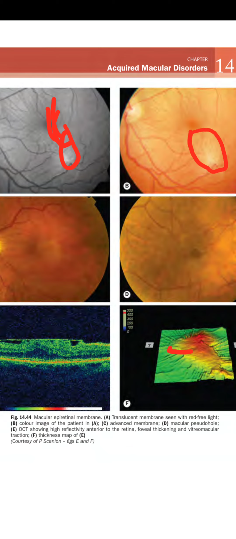You can see C is showing an advanced membrane. D is showing a macular pseudohole. On OCT, D is showing us a macular pseudohole. E is showing OCT showing high reflectivity interior to the retina, foveal thickening and vitreomacular traction. F is showing a thickness map of E.